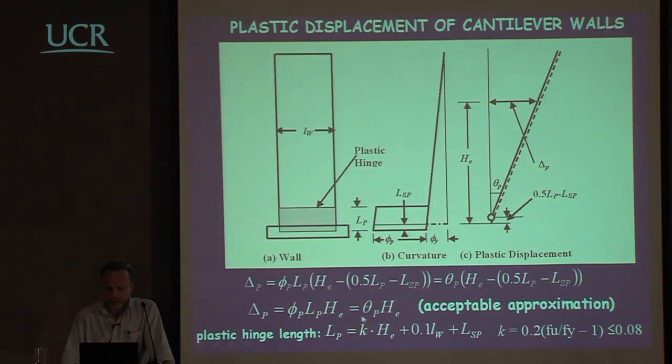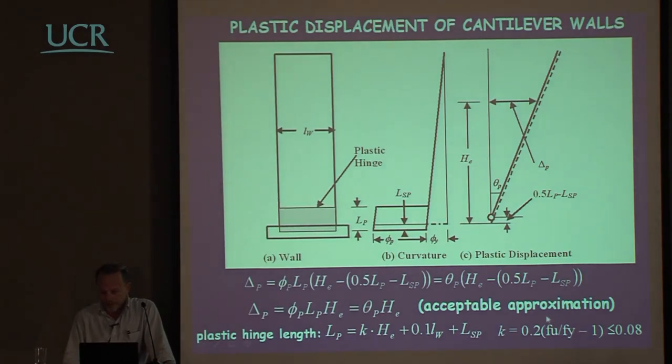For this part here, there is a factor k which is essentially proportional to the strain hardening of the steel. This is due to the fact that if the reinforcing steel has a large strain hardening, the plastic hinge length will be longer because the distance of the point where you have a yield moment will be larger. On the opposite, if the ratio between the ultimate strength of the steel and the yield strength of the steel is small, the distance between the section where you have the ultimate moment and the section where you have the yield moment will be smaller.